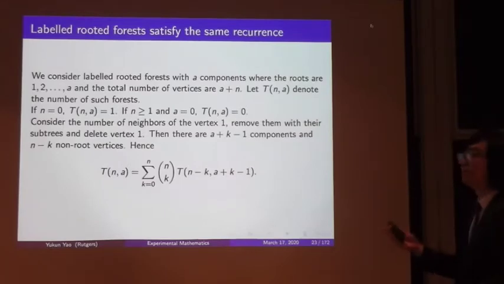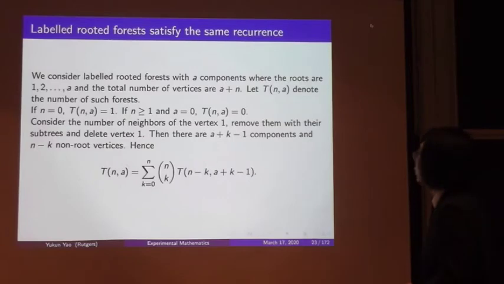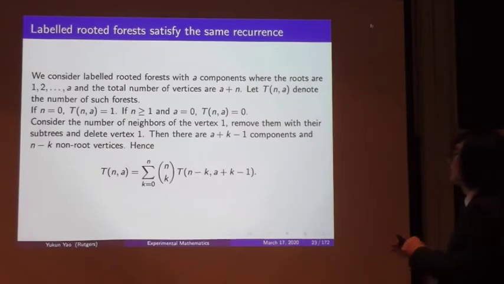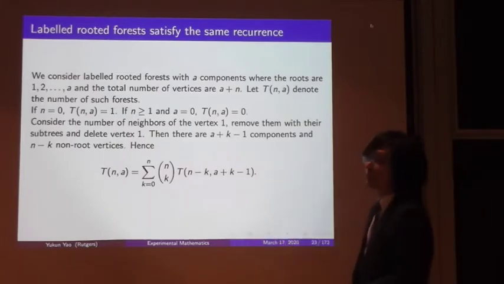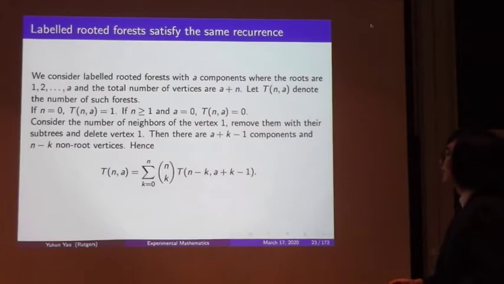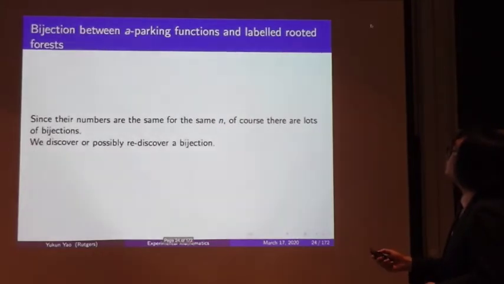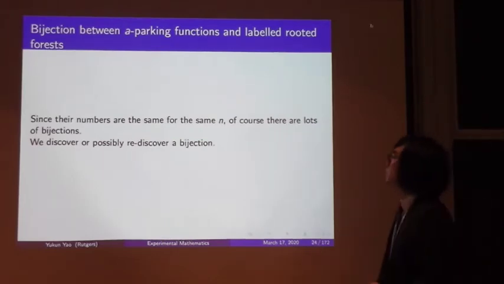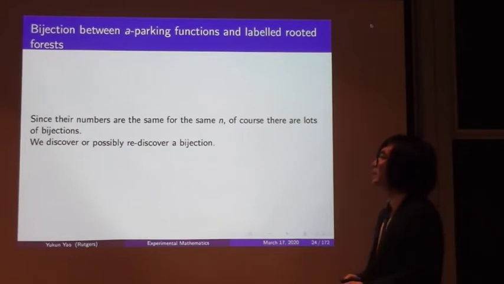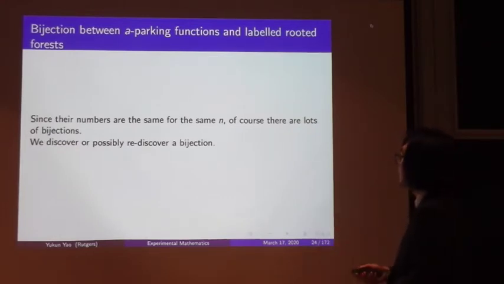Then we consider the number of neighbors of the vertex 1. We remove them with their subtrees and delete the vertex 1. In this case, there are a+k-1 components and n-k non-root vertices. So hence we have the same recurrence relation. So from this we can see T(n,a) equals P(n,a). Since their numbers are the same, naturally there are lots of bijections between them. So we discover, or possibly rediscover, a bijection.